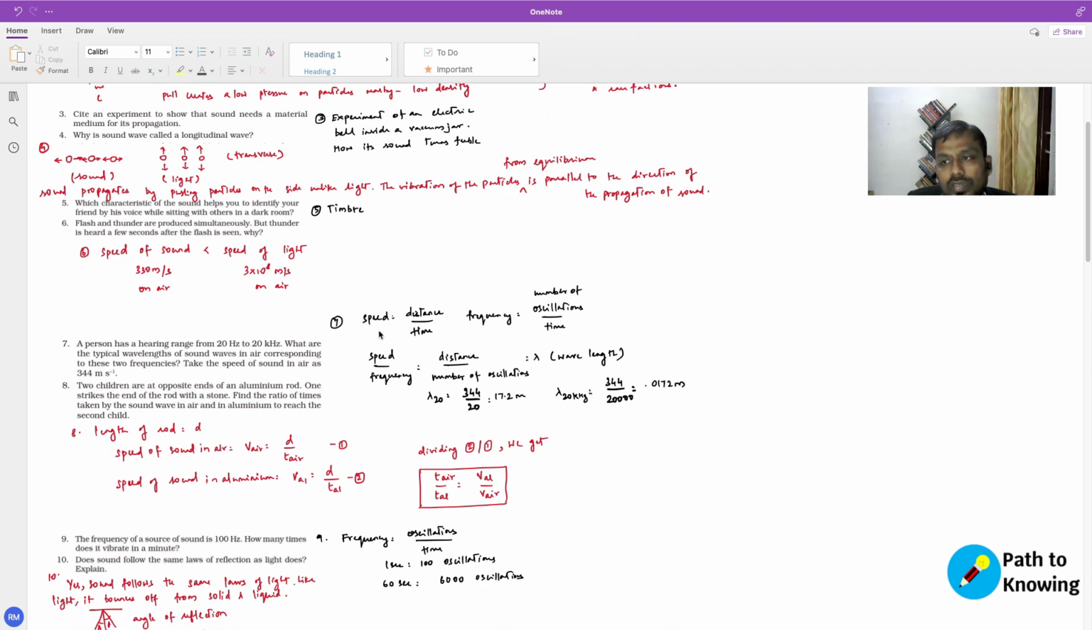Speed is nothing but distance traveled over time, and frequency is nothing but number of oscillations over time. Now, if you put speed over frequency, then the time cancels out.